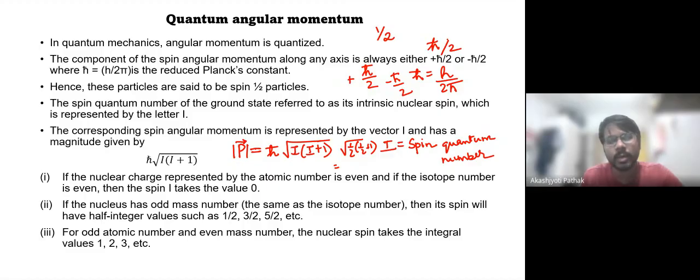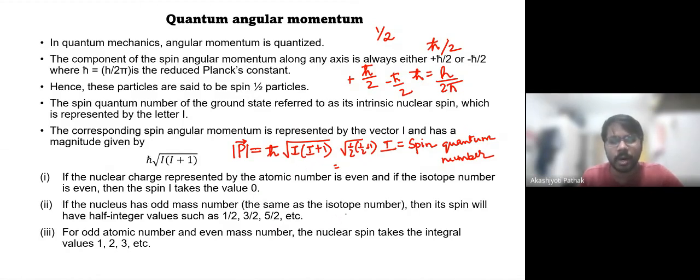Now, what is the spin quantum number of a nucleus? It can have values like 0, or half integer values, or integer values. If the atomic nucleus has an even atomic number and the isotope mass number is also even, that is, if both the mass number and the atomic number are even, then the spin quantum number is 0.